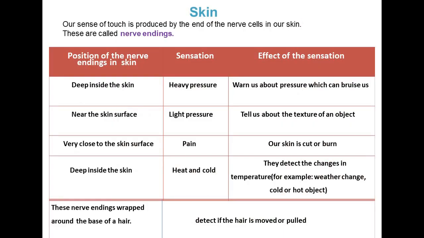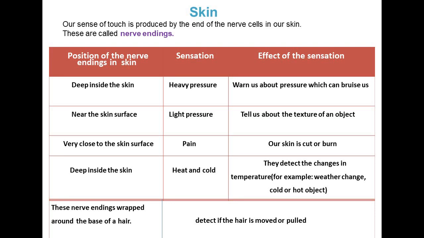Moving on, here we can see a chart, a table which shows the position of the nerve endings in our skin, what they are sensitive to, and also the effect of the sensation. The nerve endings deep inside the skin are sensitive to heavy pressure and can warn us about pressure which can bruise us. The nerve endings near the skin surface are sensitive to light pressure and tell us about the texture of an object. The nerve endings very close to the skin surface, in the epidermis, sense pain and make us feel the pain when our skin is cut or burned.